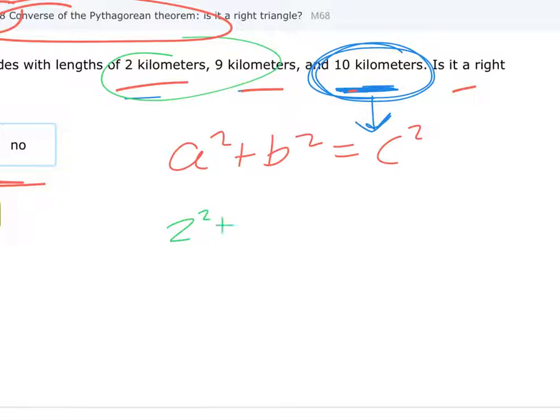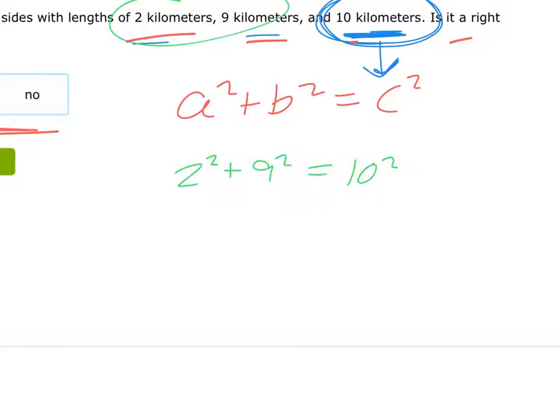2 squared plus 9 squared. Does that equal, and in this case, 10 has to go over here, 10 squared, okay? You can use your Desmos calculator, but this one I think I can figure out. I know a lot of these, and I bet you do too. 2 squared is 4, 9 squared is 81, and 10 squared is 100. Again, I was checking to see, does this work or not? Over here on the left side, I can just add these together. I get 85. Well, it's not equal to 100, so right away I'm going to erase that.